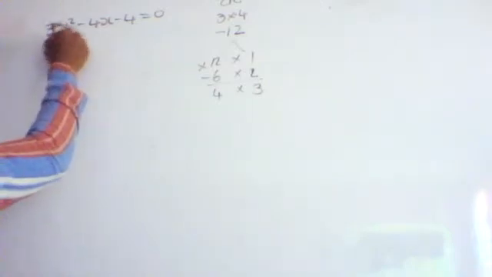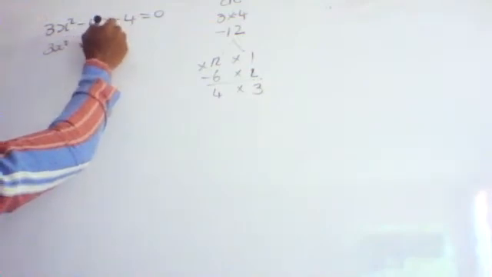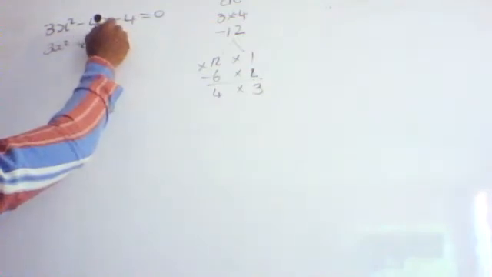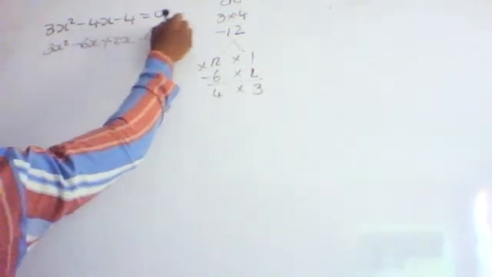Now, let's experiment with this. So we have 3x squared here. We're going to write back our value. It's going to be 3x squared. We're going to put in our -6x here. We're going to also put in our +2x here, -4, and that is equal to 0.